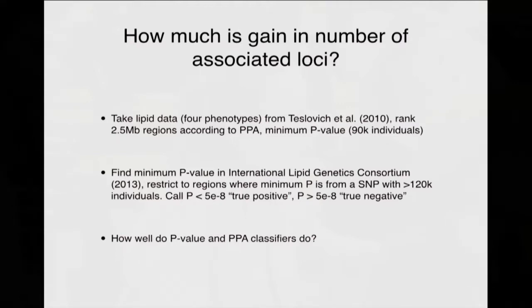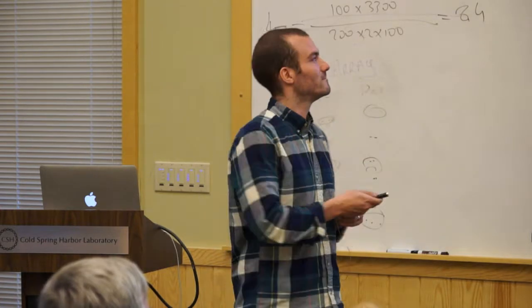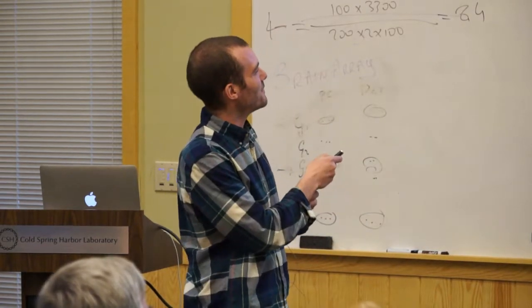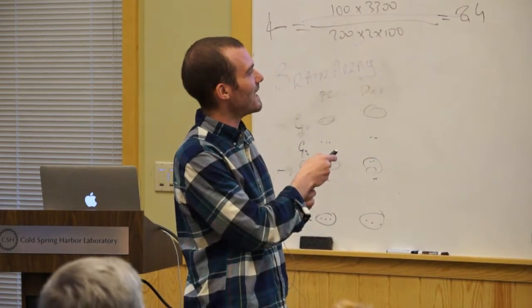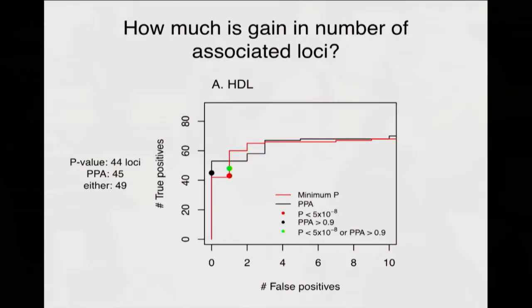And so what did I do? I ranked all of these regions according to the p-value and according to the posterior probability of association, and then looked in the new data, and you don't gain a whole lot. Here's the number of false positives, which is just things not found in the big study, and the true positives are things found in the big study, so they're not really false positives and true positives.